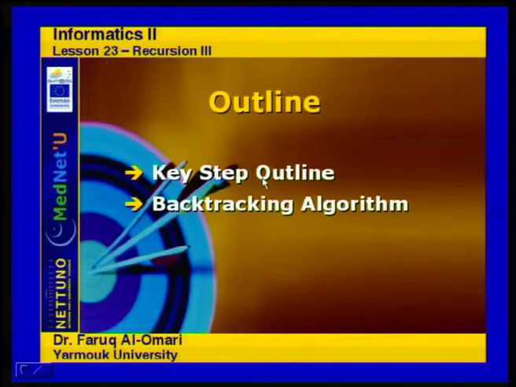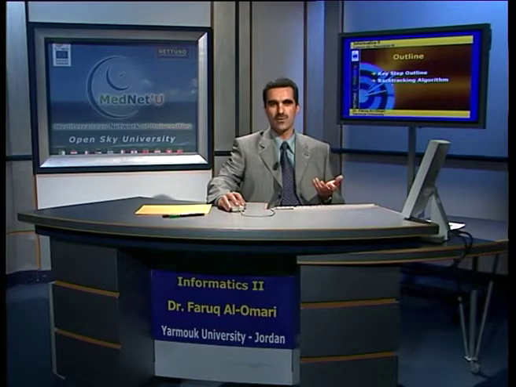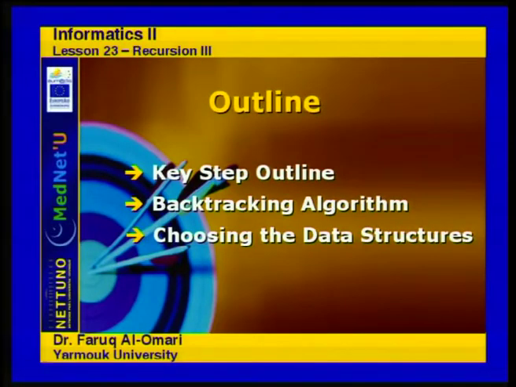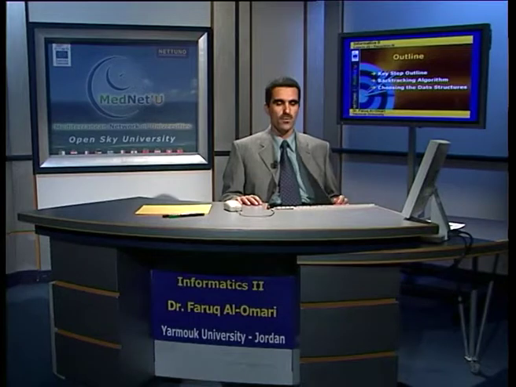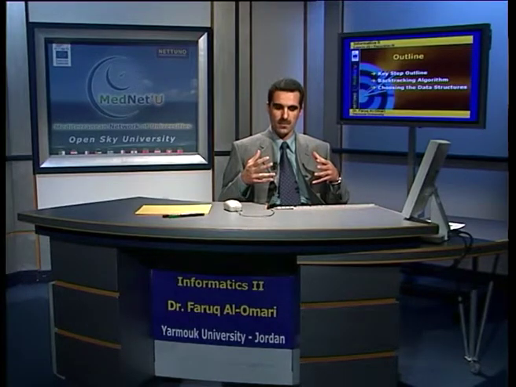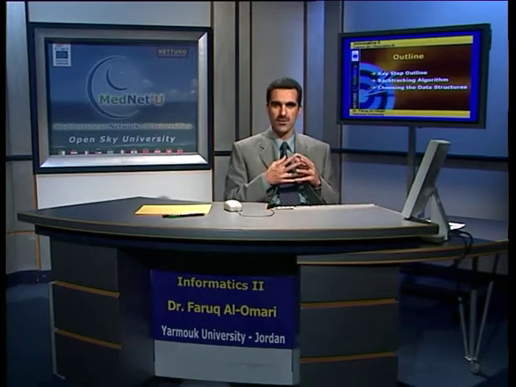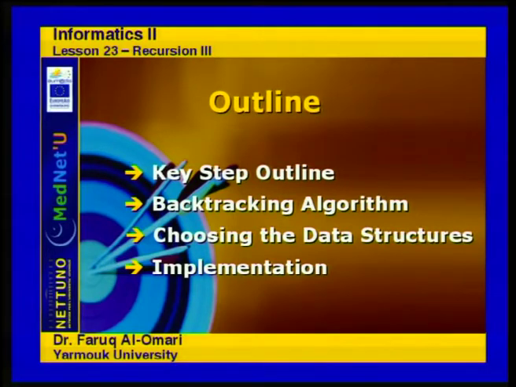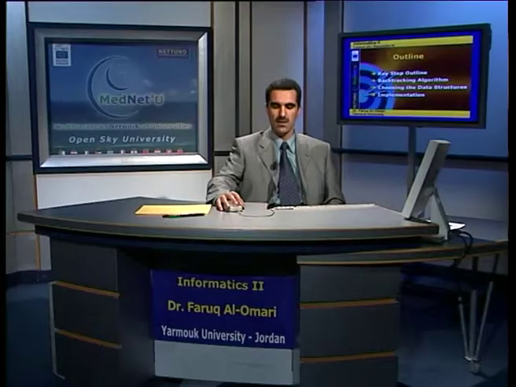Then we're going to introduce the backtracking algorithm as a way of looking for a solution for the problem that we have at hand. Then we're going to build our data structures and look for the most proper data structures. This is a nice example, which helps us think about the way we select suitable data structures for a suitable problem. After that, we're going to get to the implementation for solving the 8 queens puzzle.